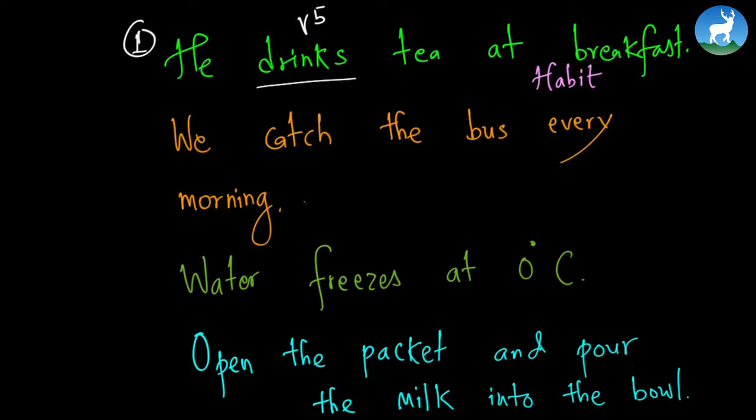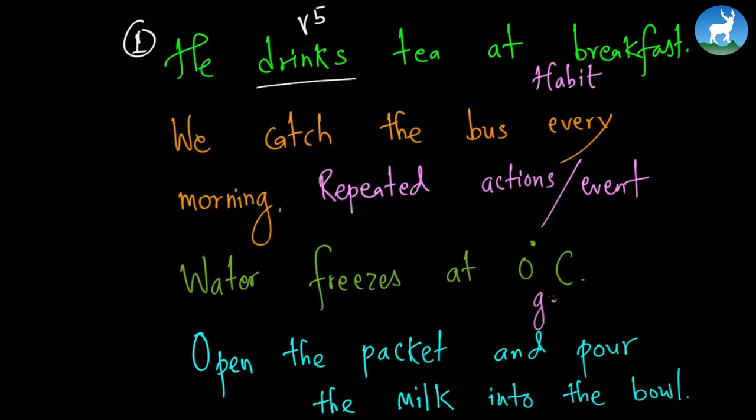We catch the bus every morning. The second example is something that deals with repeated actions, or let's say events. Our catching the bus every morning is a repeated action. Water freezes at 0 degrees Celsius. That is a general truth. And the last example is open the packet and pour the milk into the bowl. That is an instruction, or you can even call it direction.